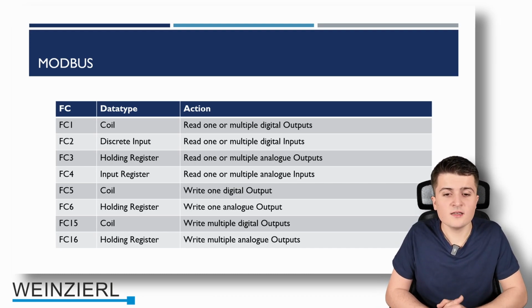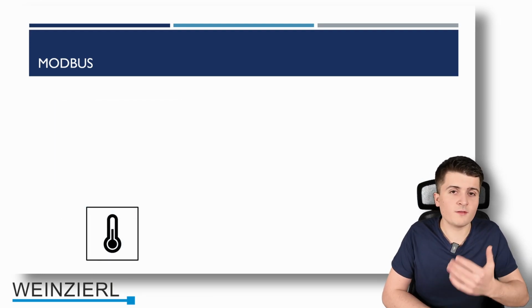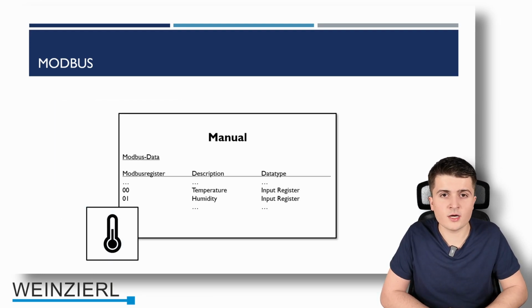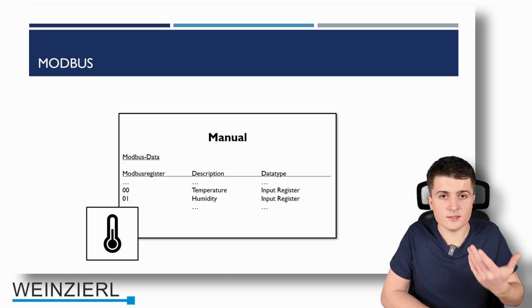So as you can see, the manual is really important for each Modbus device because within the manual, the manufacturer will describe which data points are available, which register ID they have, and which data type is used.